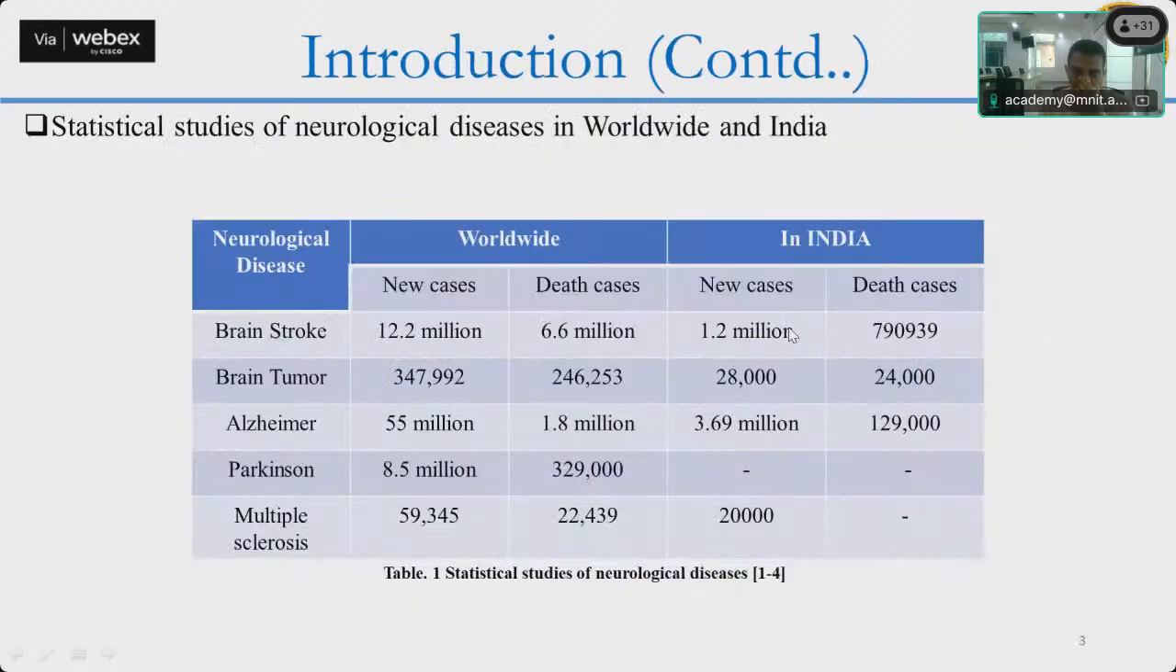So when we see the statistical cases of neurological disease worldwide and in India, you can realize that if you see the new cases every year, it is basically 12.2 million. So can you imagine, it's basically around 1 crore. It is 1.2 million.